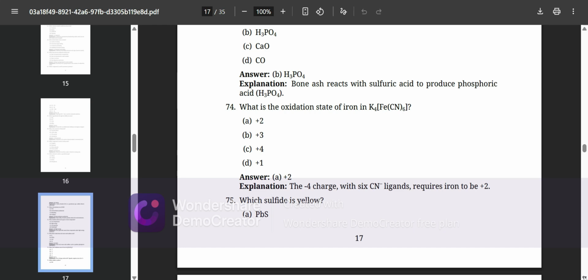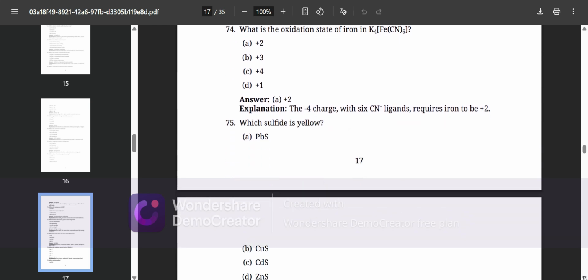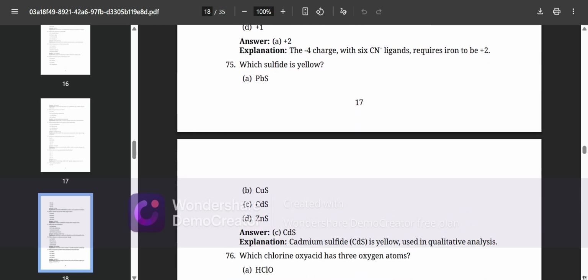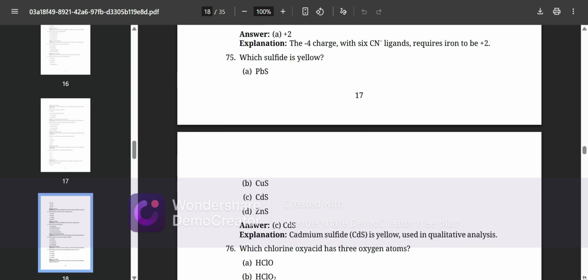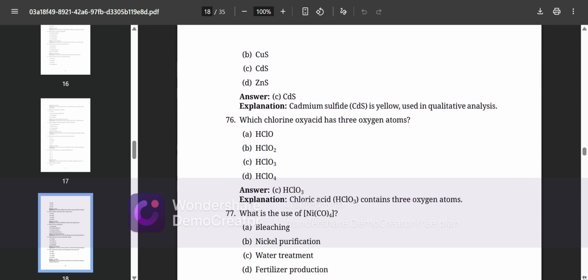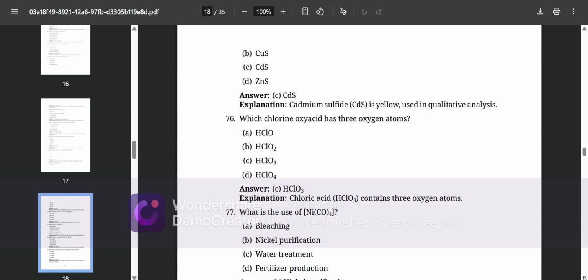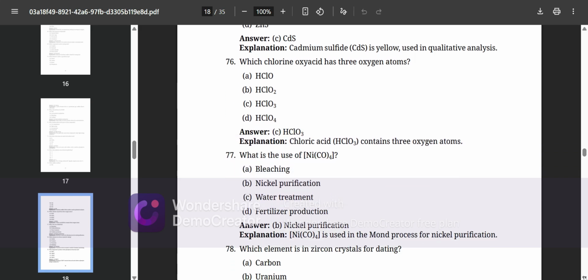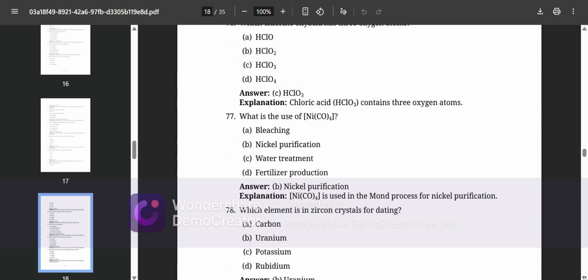What is the oxidation state of iron in K4[Fe(CN)6]? Plus 2. The minus 4 charge with 6 CN minus ligands requires iron to be plus 2. Which sulfide is yellow? CdS. Cadmium sulfide, CdS, is yellow, used in qualitative analysis. Which chlorine oxyacid has 3 oxygen atoms? HClO3. Chloric acid, HClO3, contains 3 oxygen atoms.